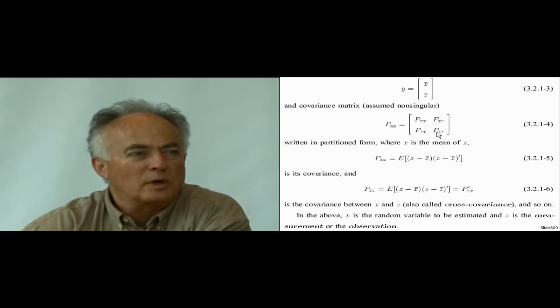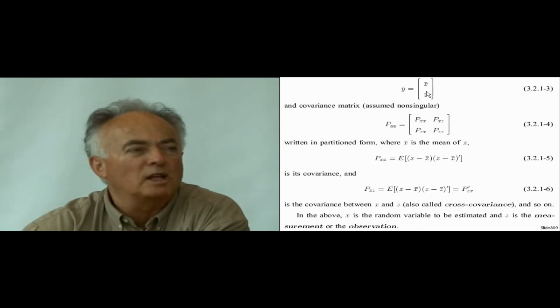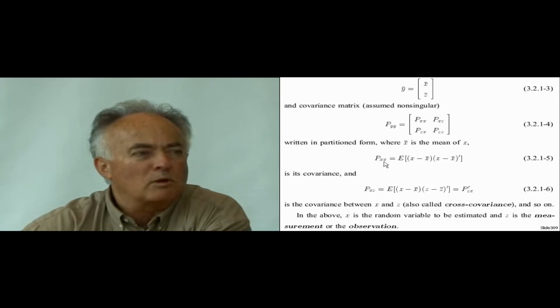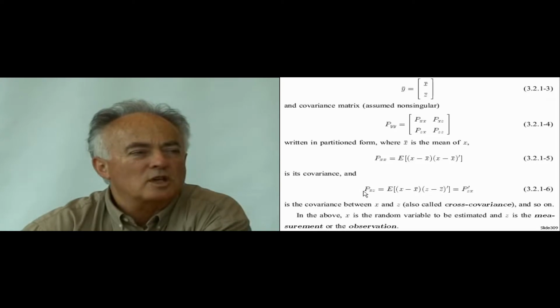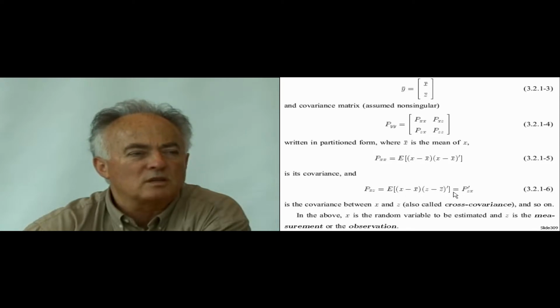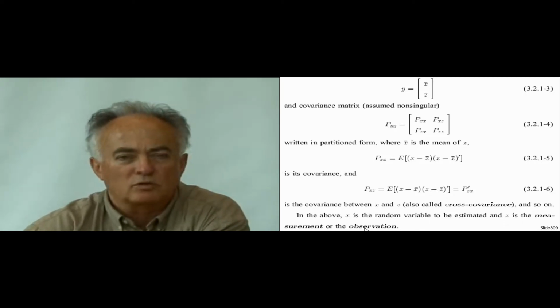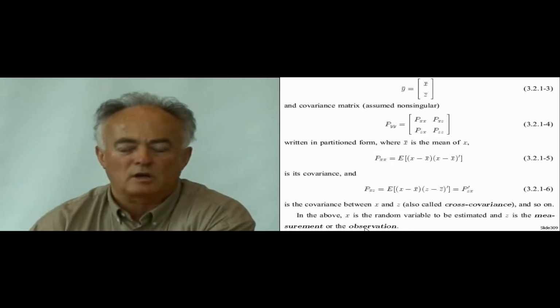So we show now the partitions based on the partition of the vector y, same as y bar. The first block of Pyy is Pxx, the covariance matrix of x. Pxz is the covariance, sometimes called cross covariance, between x and z, which is the transpose of Pzx. And x will be our random variable to be estimated, and z is the measurement or observation. So starting from this result that they are jointly Gaussian, we're going to estimate x in terms of z.